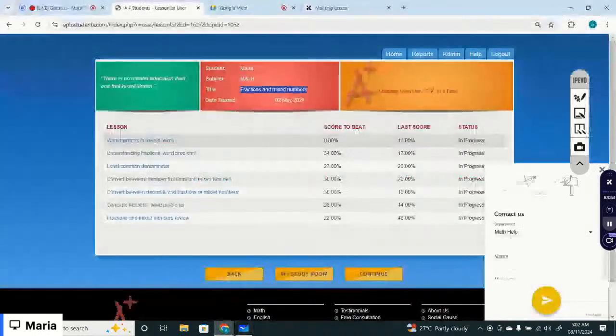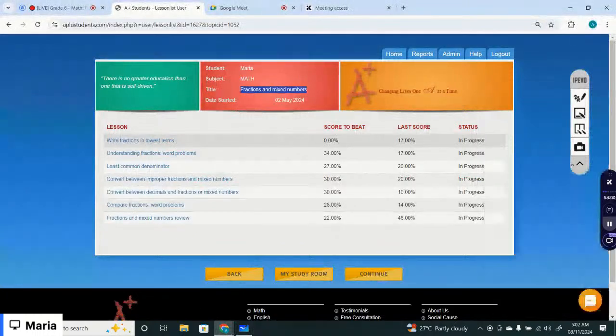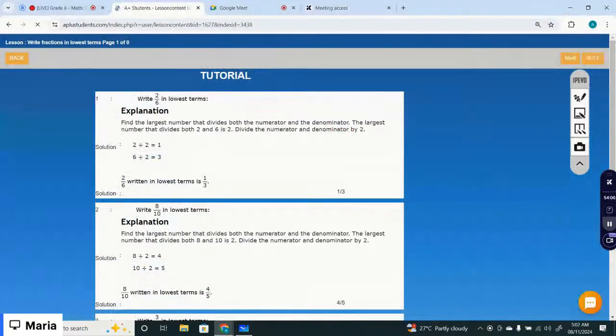So here I am on grade 6 math. The chapter we are on right now is fractions and mixed numbers. Let's just start with the first lesson, that is write fractions in lowest terms. Write 2 by 6 in lowest terms.